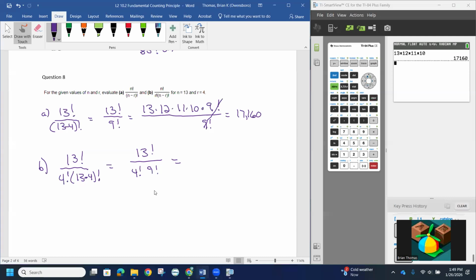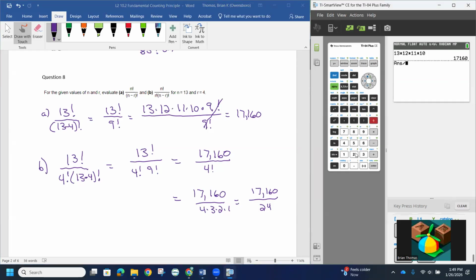Notice that 13 factorial over 9 factorial, we've already done that math. So I can actually just replace that with 17,160 over 4 factorial. I could write that as 17,160, and then 4 factorial means 4 times 3 times 2 times 1. 4 times 3 is 12, 12 times 2 is 24, or 24 times 1. So that really just means to divide 17,160 by 24. I've already got 17,160 in my calculator, so all I have to do is hit divide by 24, and that gives me 715. So 715 would be the answer to that.